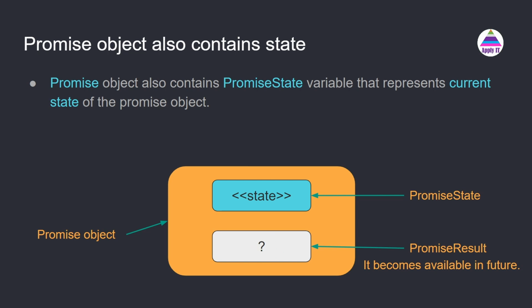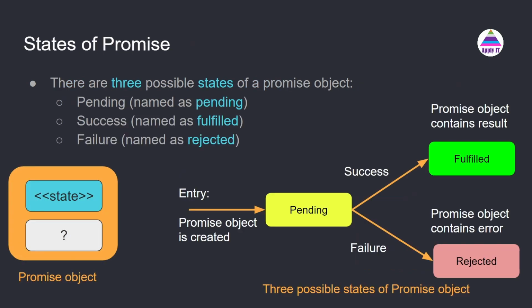We need another data member called promise state to represent the current state of the promise. The promise object also contains a promise state variable along with the promise result variable, and the state of the promise will change depending upon the progress of the fetch implementation. There are three possible states of a promise object: pending, success, and failure. This is the promise object which has two members: one is promise state, second is promise result.